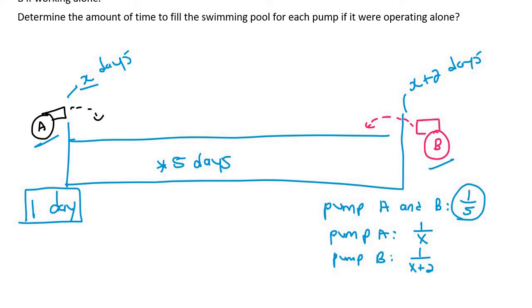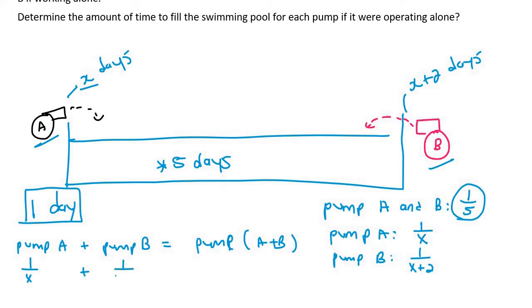So now, surely in 1 day, you can add up what pump A does to what pump B can do, and then that'll be how much they can both do. So we can say pump A plus what pump B can do would be pump A and B together. So we can say 1/x plus 1/(x+2) should give us 1/5. Alright, you might need to go and watch that part a few more times. Not many of you are going to get that the first time because it's quite complex.